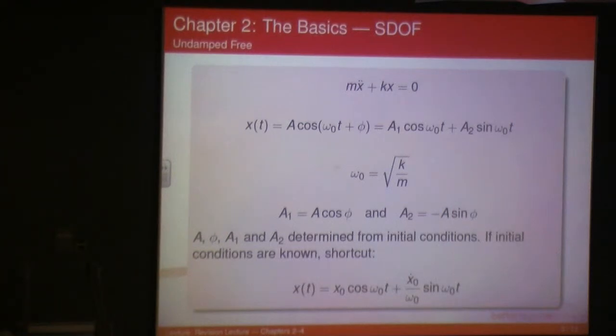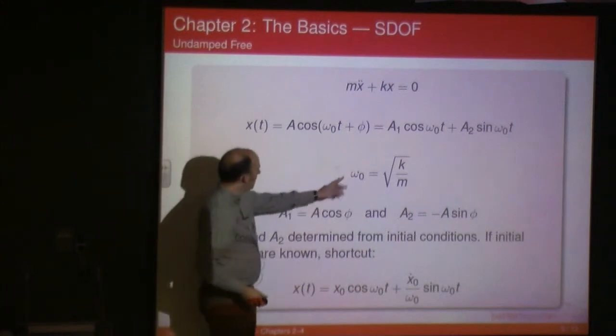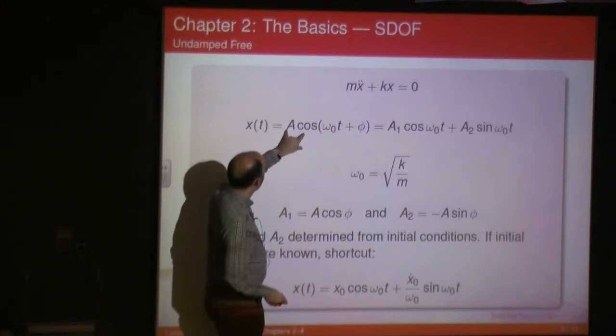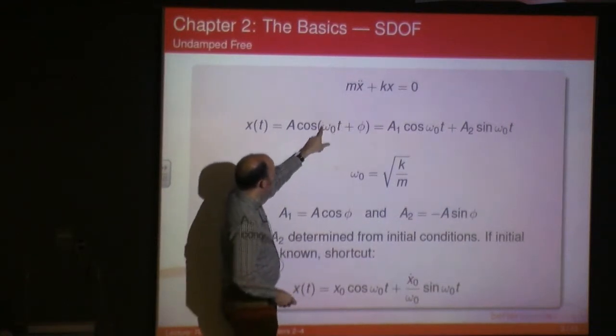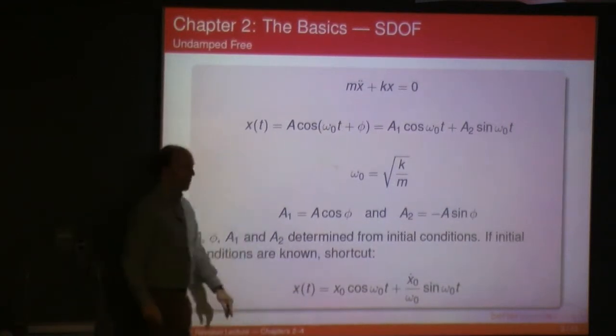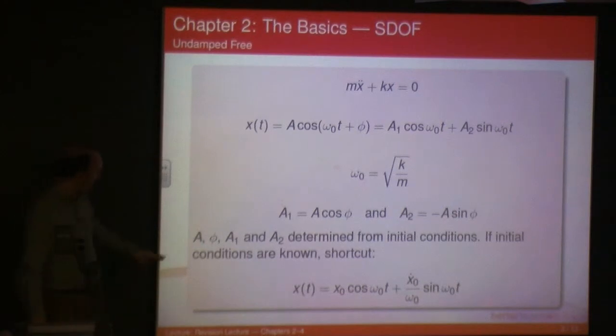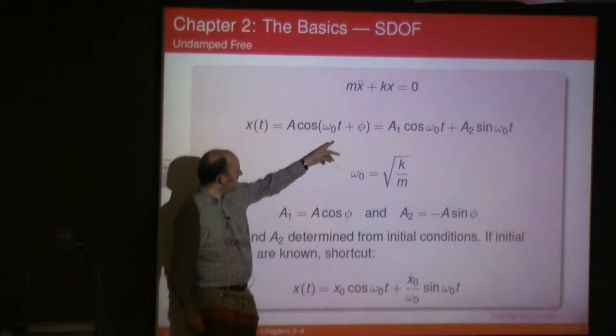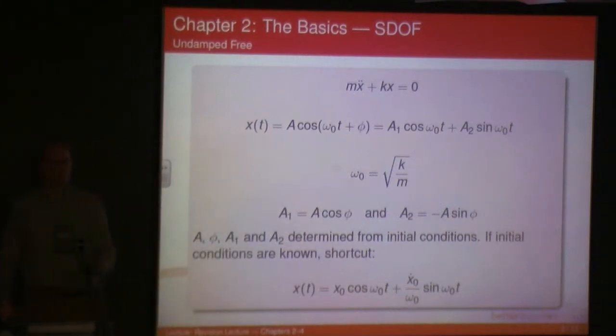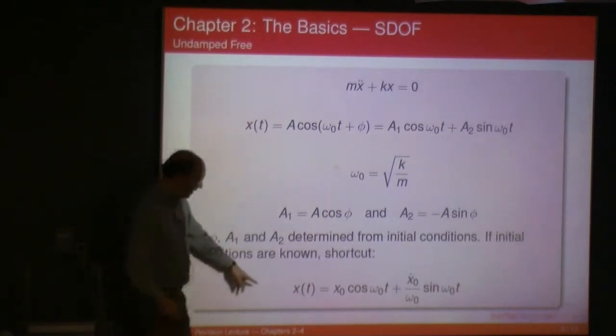Omega naught, which is your natural frequency, is root k upon m. If you go through sticking this into this equation, you'll find that this will solve it so long as omega naught is root k upon m. And like I said, all of these arbitrary variables, A1, A2, A and phi, are defined by your initial conditions.